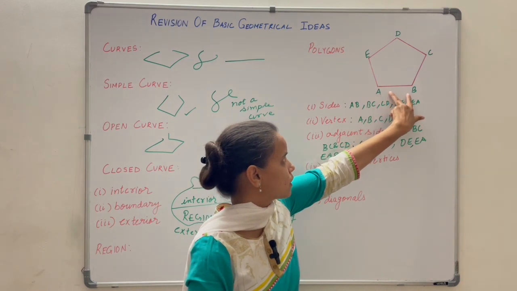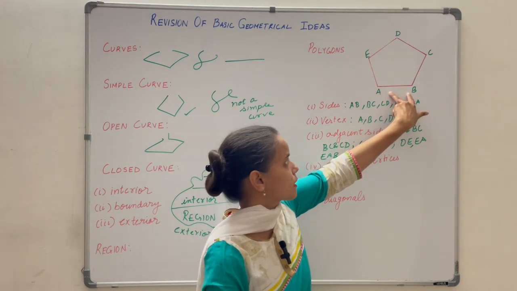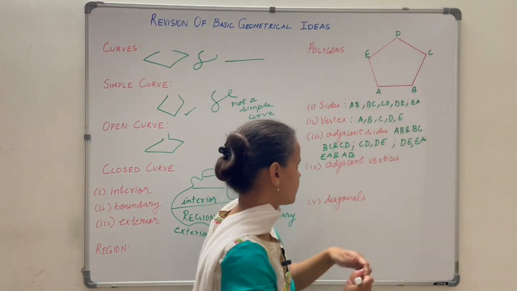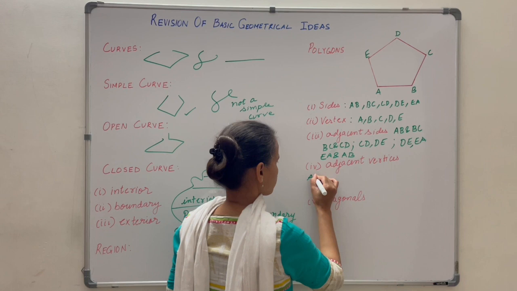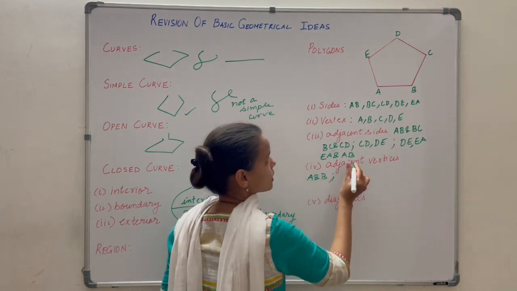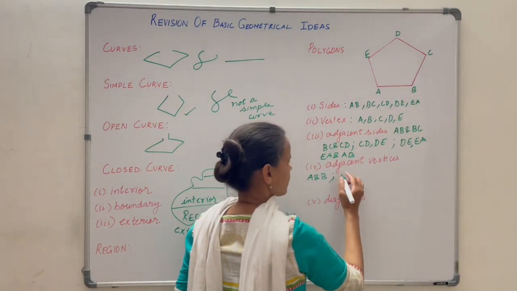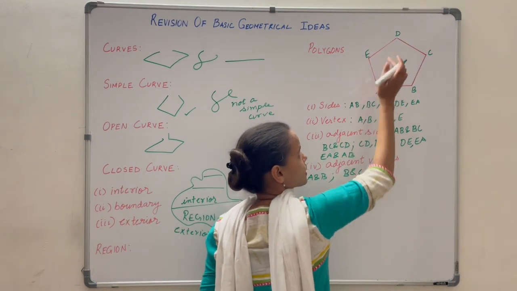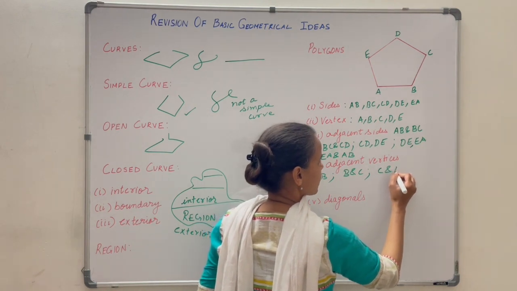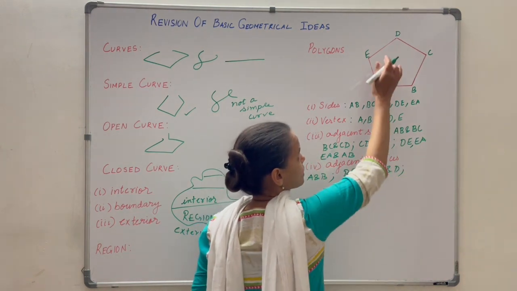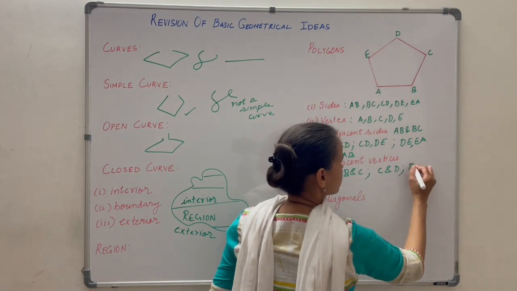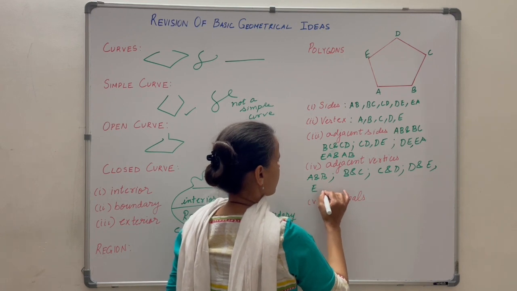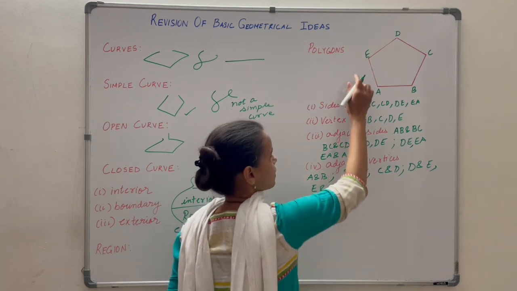Adjacent vertices are the two endpoints of a line segment. So if you take line segment AB, what are the adjacent vertices? A and B. So A and B are the adjacent vertices. If you take line segment BC, B and C are the adjacent vertices. If you take CD, then C and D are the adjacent vertices. You take DE, D and E are the adjacent vertices. E and A are the adjacent vertices.